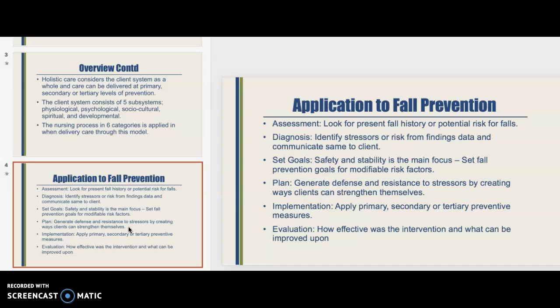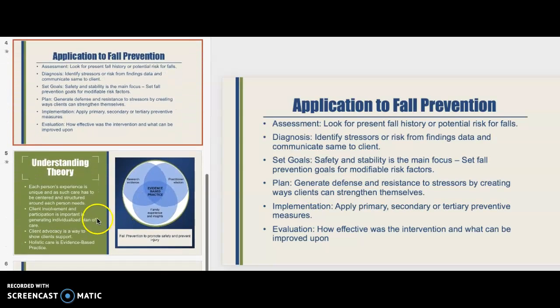And this is done by looking at modifiable risk factors to adjust them to prevent falls. And then we will generate a plan of defense, how we can be strengthened to resist the stressors, and then implement this plan at either the primary, secondary, or tertiary level, and of course evaluate the implementation to determine how effective it was.